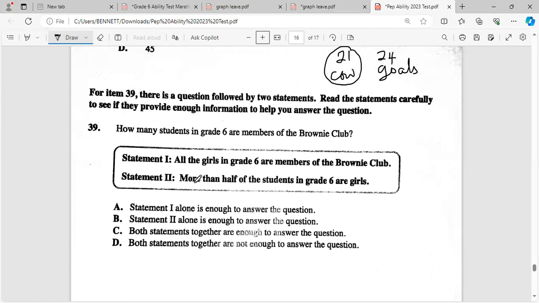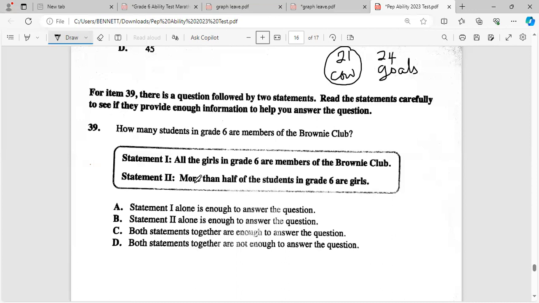No, because they only said all girls in grade 6 are in Brownie Club. They didn't specify how many girls are in grade 6. How many, because it's something that you can count. We say how many instead of how much. All right, continue. Okay, sir. B. Statement 2 alone is enough to answer the question, but it said more than half of the students in grade 6 are girls. But they want to know how many students are in grade 6. So you can divide that number by 2, but there's no number there.